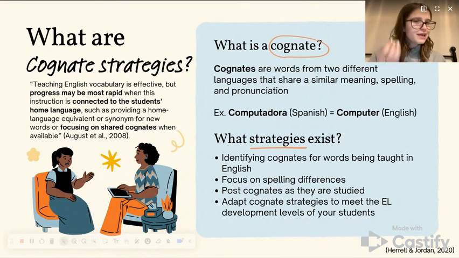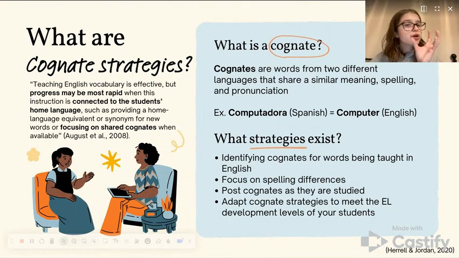So, what is a cognate? A cognate is a word from two different languages that shares a meaning, spelling, and pronunciation that's pretty similar. For example, the word computadora in Spanish is computer in English. They sound very similar, they're spelled pretty similarly, and they mean the same thing.